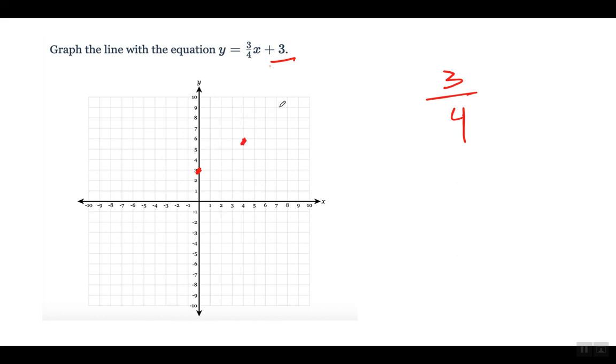3 up and 4 to the right. You don't need to go this far, but whatever. 3 up, 1, 2, 3, 1, 2, 3, 4. And if I want to go this way, do the opposite.